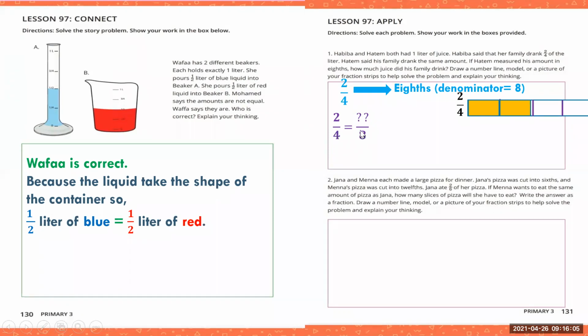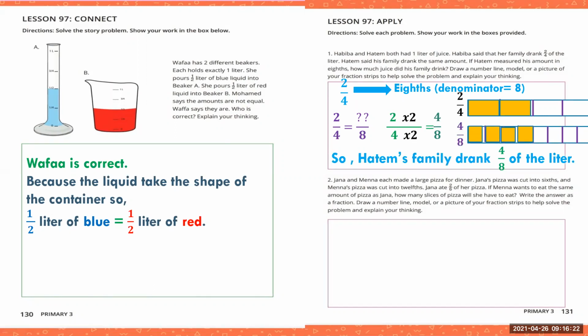What we did down, we must do up. Okay, so 2 times 2 and 4 times 2. 2 times 2 equals 4. 4 times 2 equals 8. So Hatem's family drank 4/8.